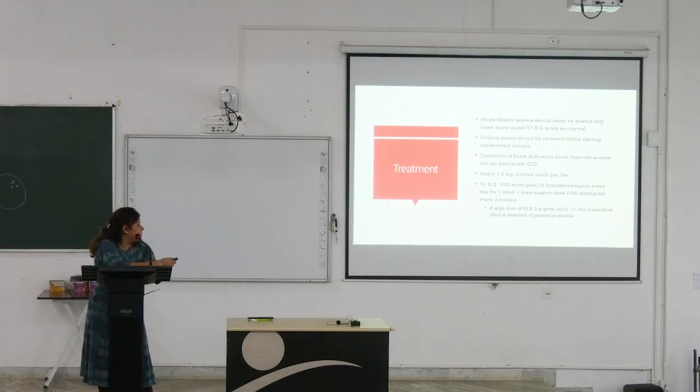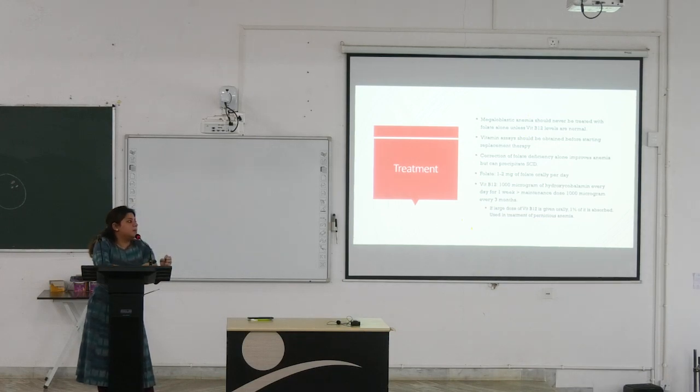Now, treatment. Megaloblastic anemia should never be treated with folate alone unless vitamin B12 levels are normal. If you give the patient only folate and vitamin B12 deficiency was already there, then neurological deficits precipitate. And I've already said neurological deficits are irreversible. So folate therapy alone should never be done. We should always go for the vitamin B12 and folate assay and then start therapy.